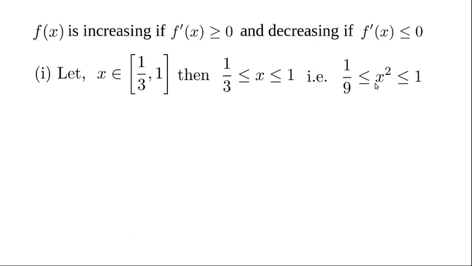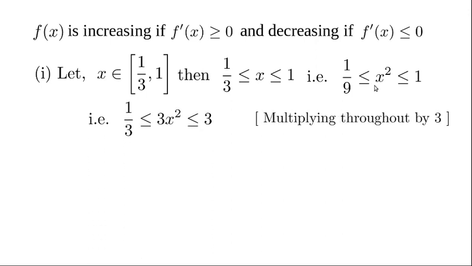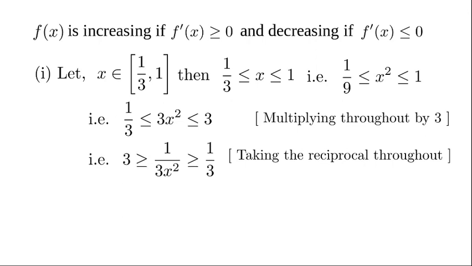I am trying to bring f'(x) here in this part. So first I got x². Now I will make it 3x². So multiplying throughout by 3, we get 1/3 ≤ 3x² ≤ 3. Now taking the reciprocal, it becomes 3 ≥ 1/(3x²) ≥ 1/3.